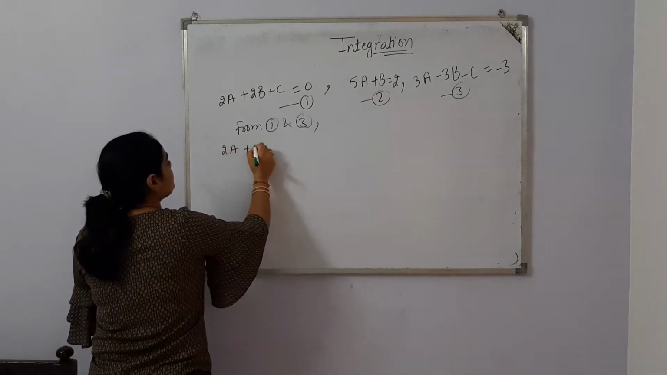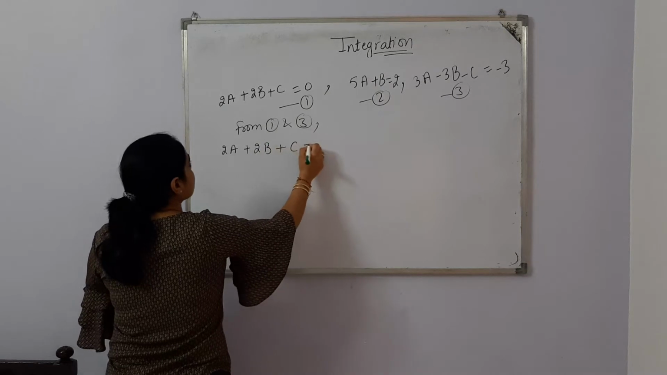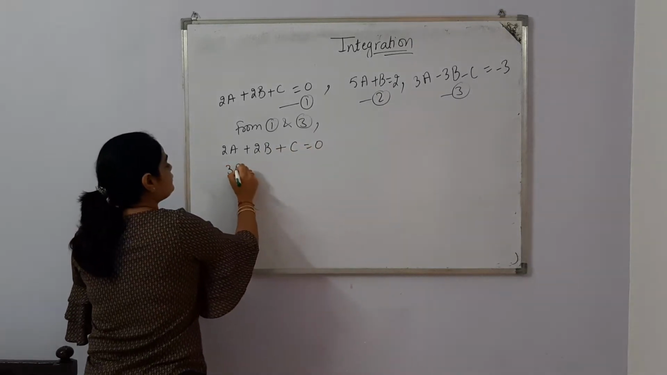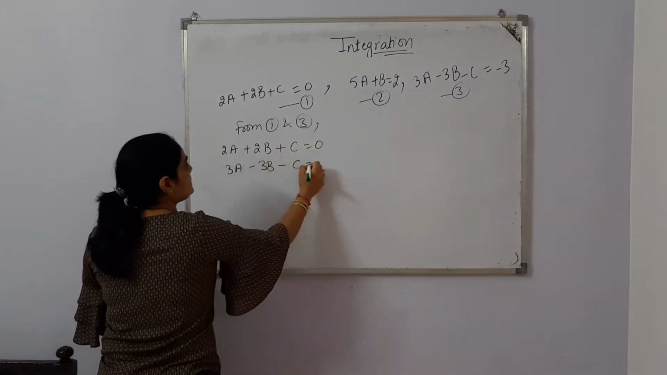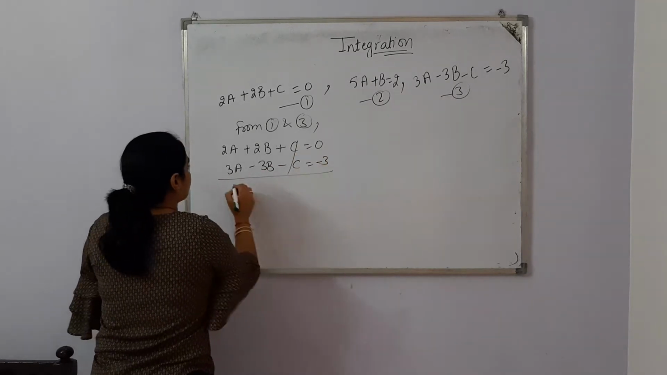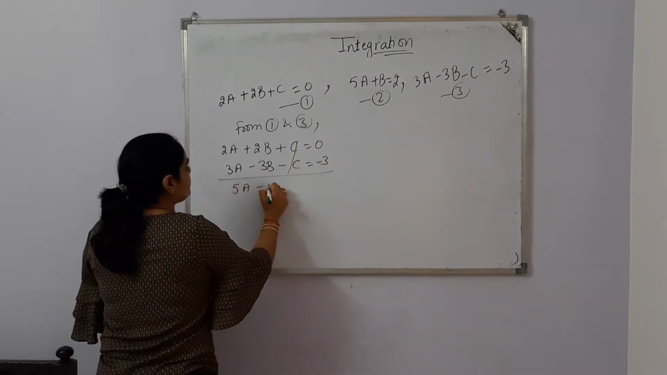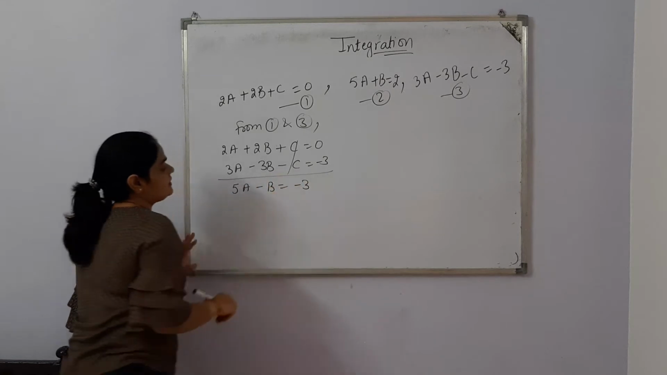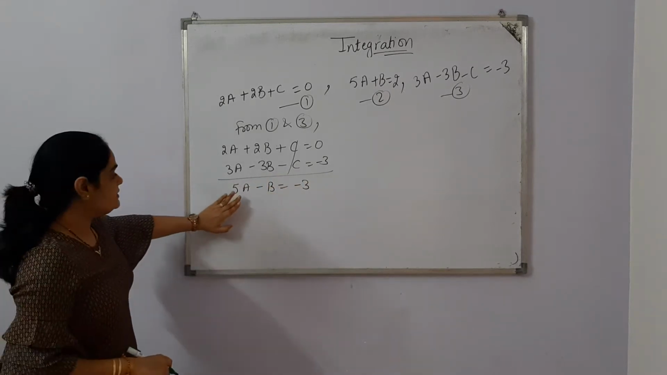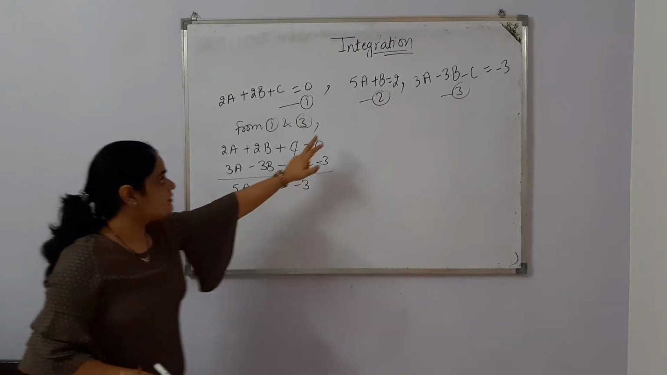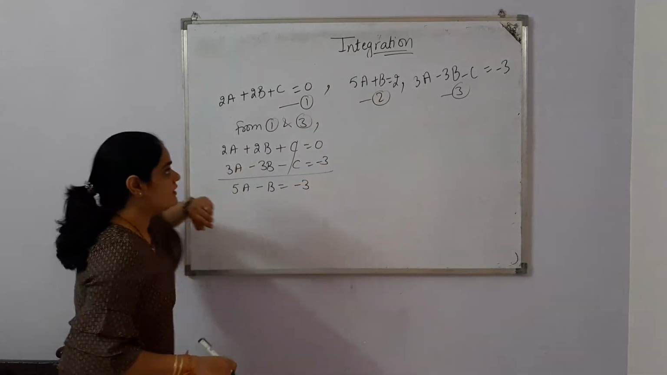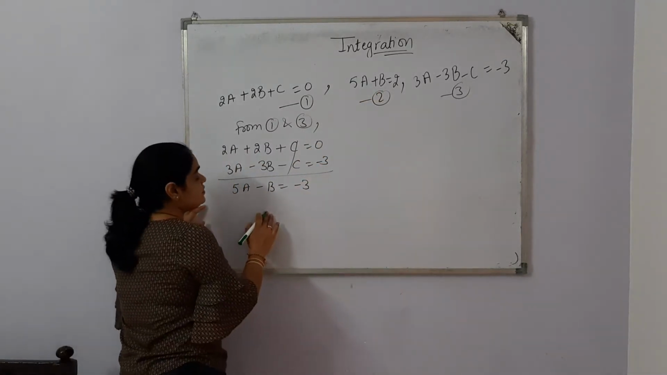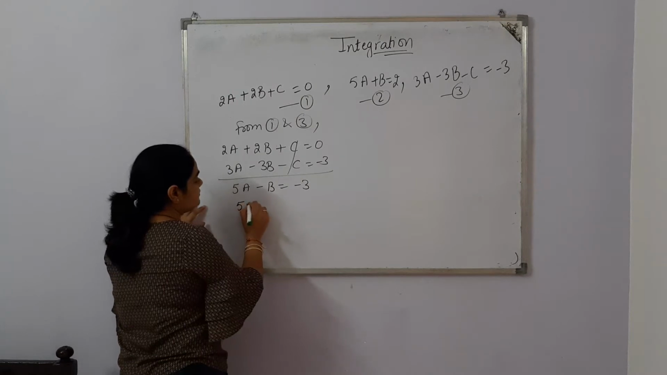2a plus b plus 2b plus c equals 0, and we have 3a minus 3b minus c equals minus 3. It is 5a minus b equals minus 3. We have an equation with a and b. So can we do the elimination method again here?